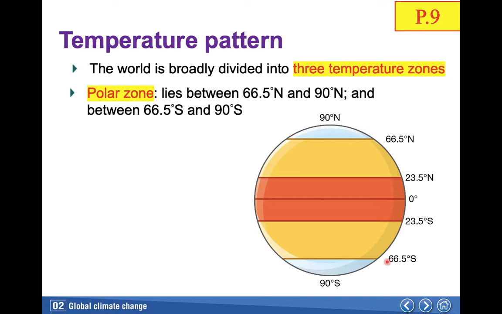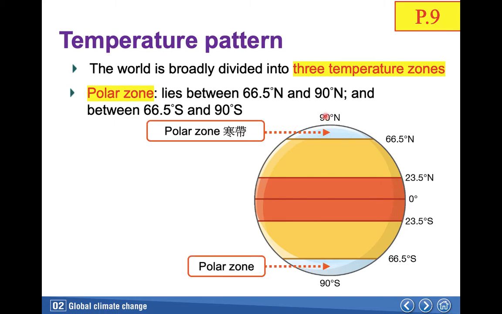Okay, for the last zone, it's the polar zone. It lies between 66.5 degrees north to 90 degrees north, and also 66.5 degrees south to 90 degrees south.